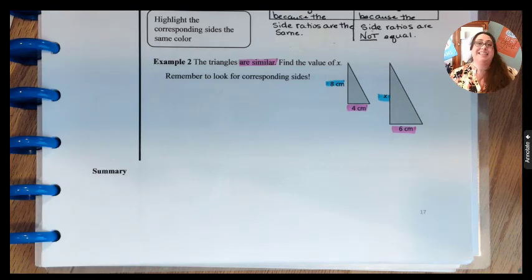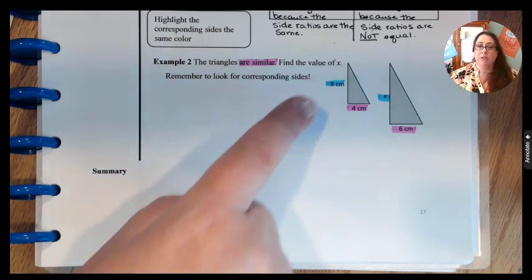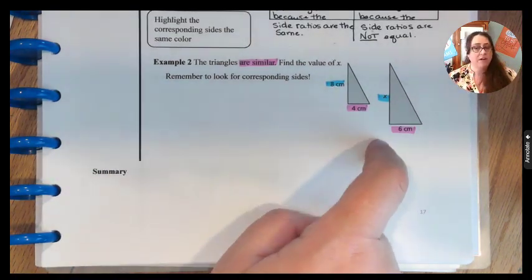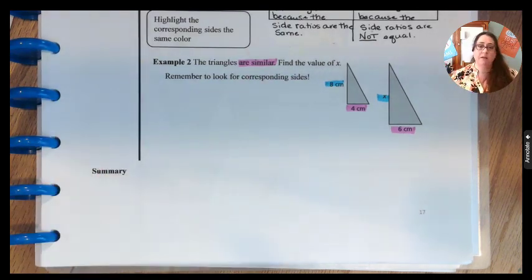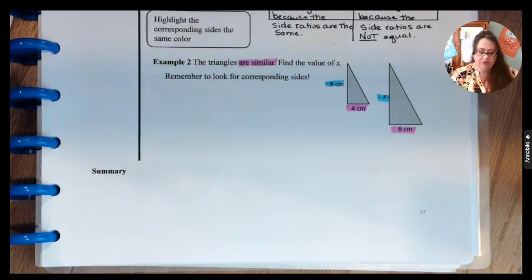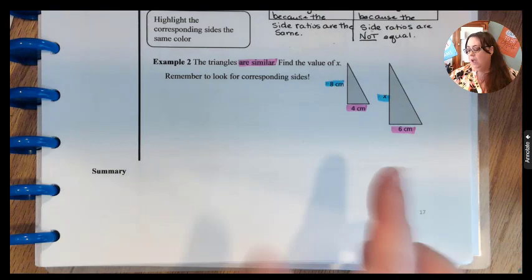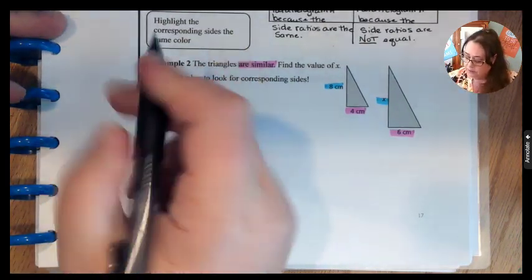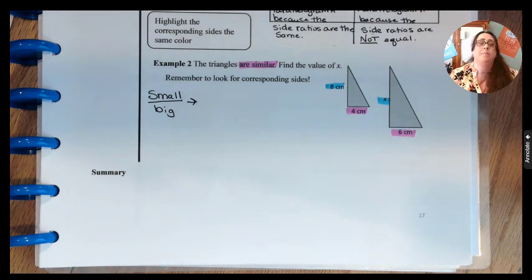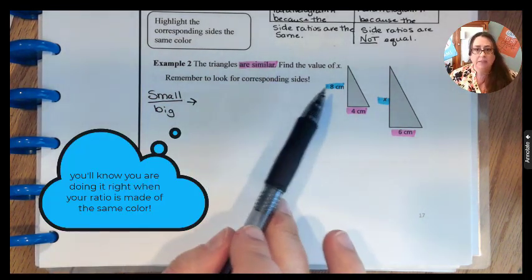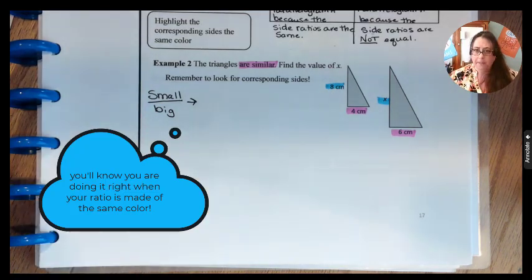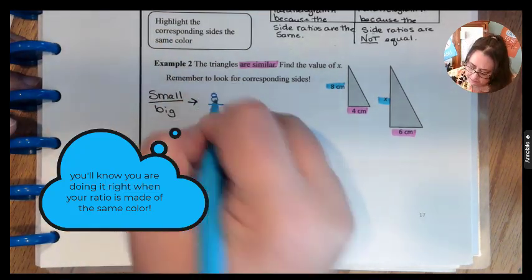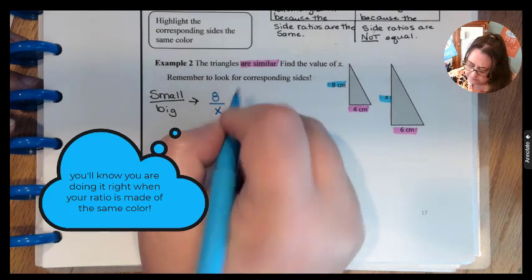So now we need to decide how we're going to set up our equation. We can either do small triangle over big triangle or big triangle over small triangle. It really doesn't matter which way we do it. We just need to be consistent. I'm going to do small triangle over big triangle, and I'm going to write that down so I don't forget. Now I'm going to start setting up a similarity ratio. Small over big. Let's start with the blue: the small side is 8 and the big side is X.